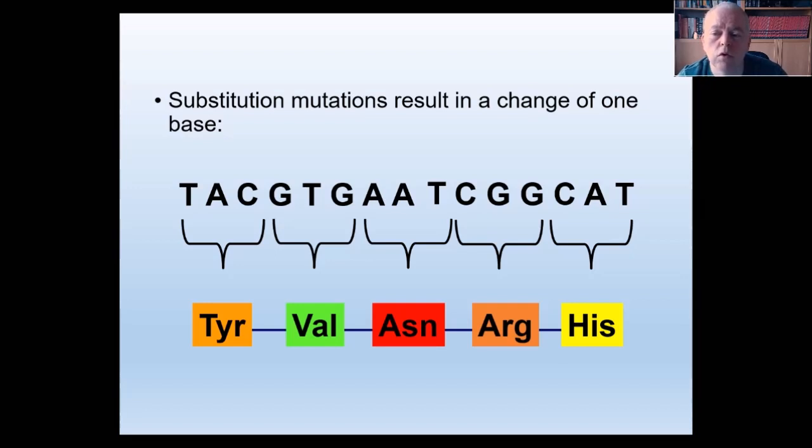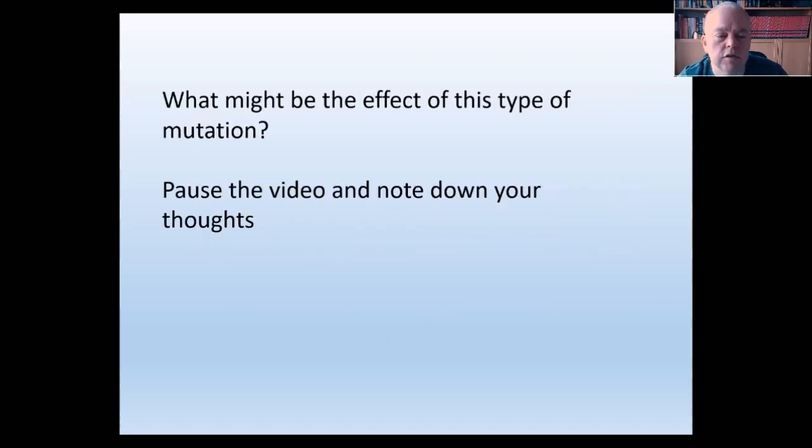So our amino acid sequence that we produce now is no longer the same as it was before. So have a think what the effect of that might actually be. I don't mean that particular change directly, but any type of substitution mutation. What kind of effects do you think might occur with any substitution? So pause the video, have a think, and then we'll go through the examples that can occur when we've got a substitution mutation.